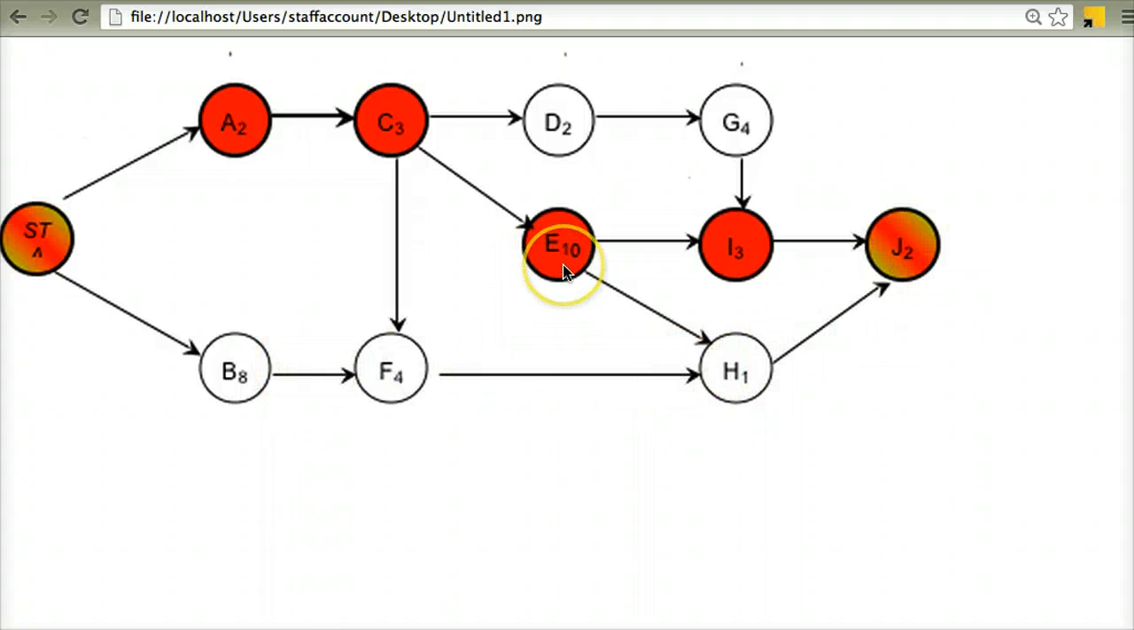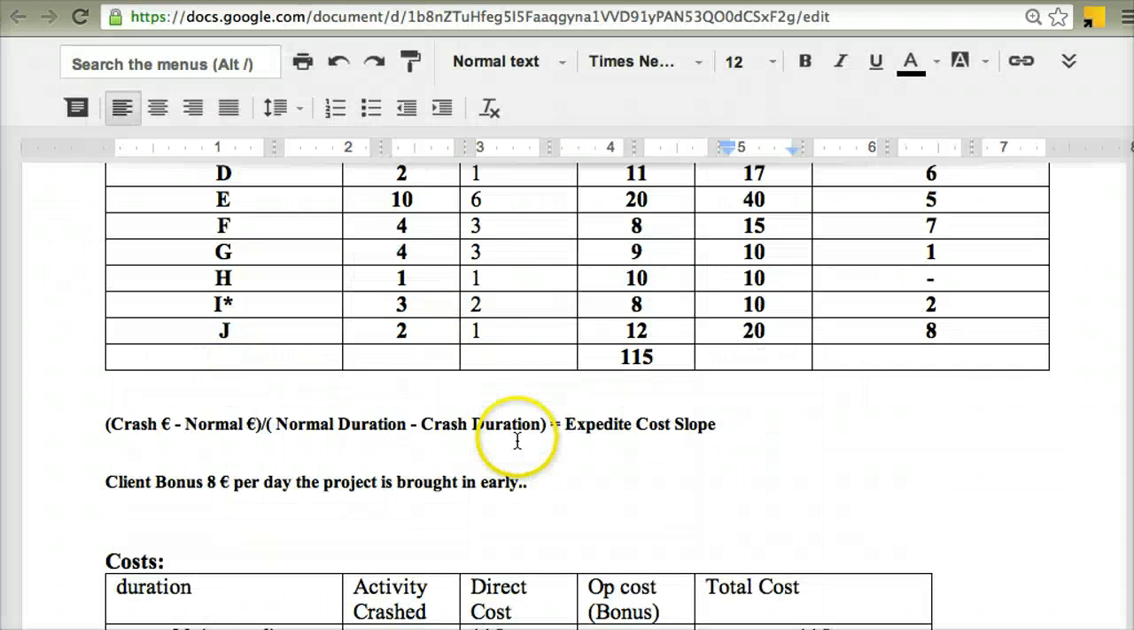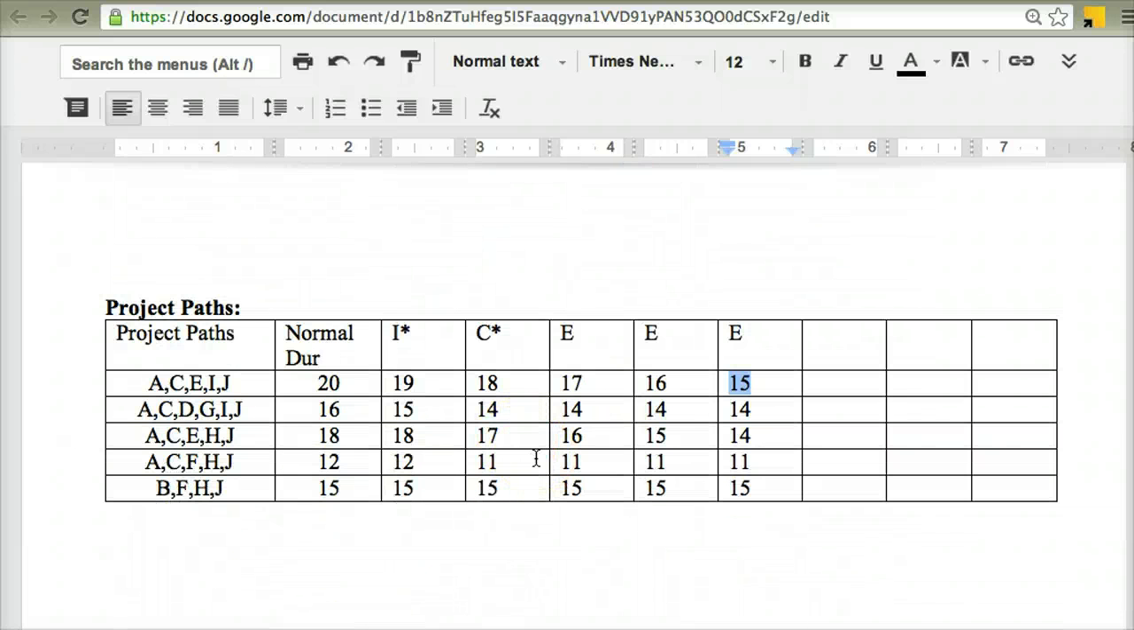So even though I've got another day to crash E by, and it only costs €5, it's not going to make any difference to the overall project duration because it's not on this bottom path. And if I went and I crashed E and I went down here to my table that keeps track of all my paths, this critical path would reduce from 15 down to 14, but this path would stay the same. And so therefore this path would have the largest duration, that would be the critical path, and so the overall project duration would remain at 15, even though I had crashed E by a day. So I wouldn't get my bonus, and it would be futile to do that.